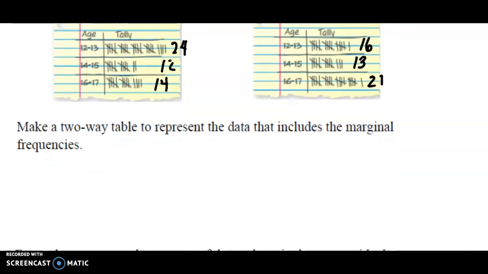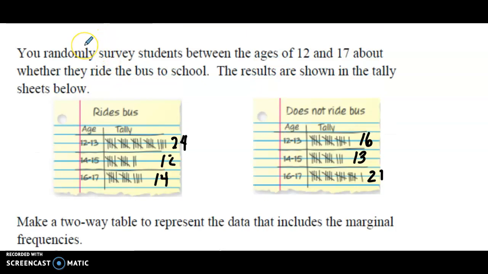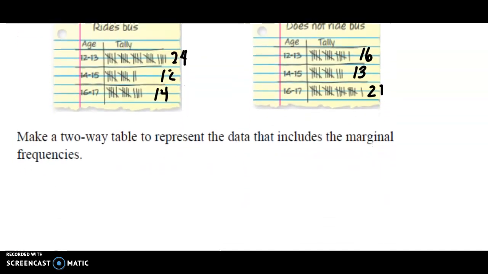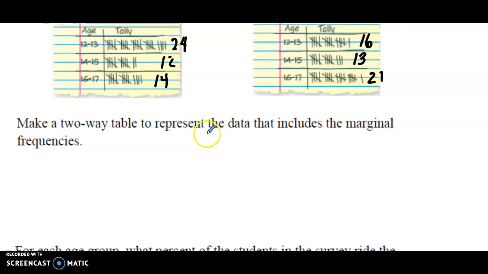The directions say, make a two-way table to represent the data that includes the marginal frequencies. Again, when you're going to make your two-way table, the first thing you have to figure out is the two questions that were asked. The first question was, how old are you? So I'm going to write age here at the top. And the different responses were 12 to 13 years old, so 12 to 13, and then the next one was 14 to 15, and then 16 to 17.